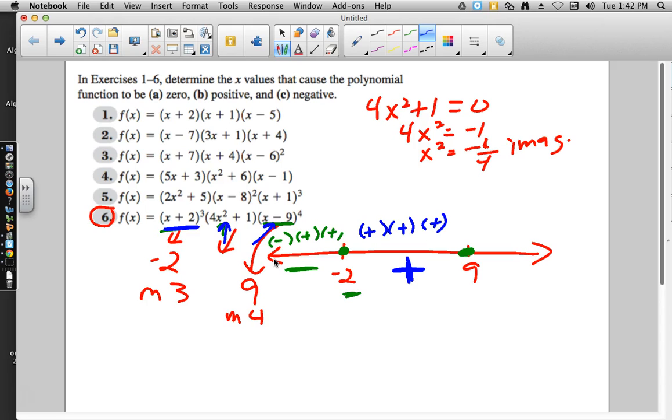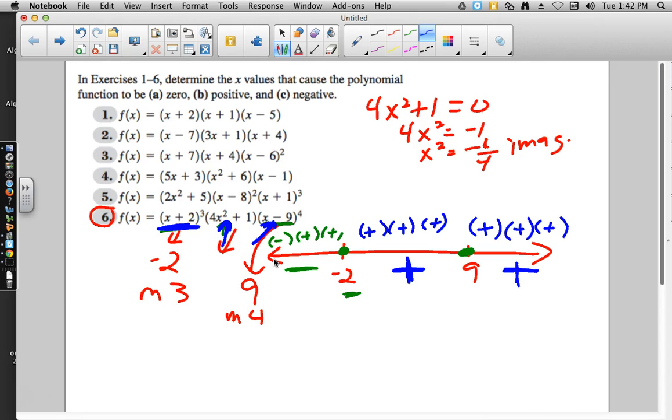Then to the right of 9, I would plug in a 10 and see what happens. A 10 in this parenthesis and that factor will give me a positive. A 10 in here will likewise give me a positive. And a 10 in here will get 1, 1 to the 4th, all going to be positive. So this stretch is also positive.